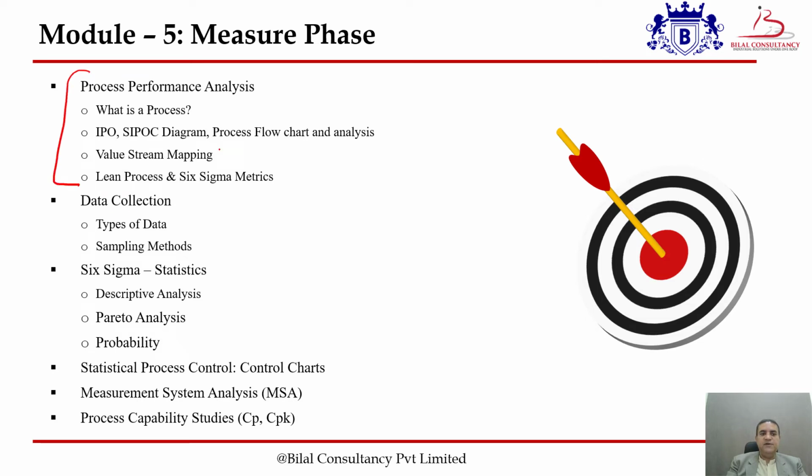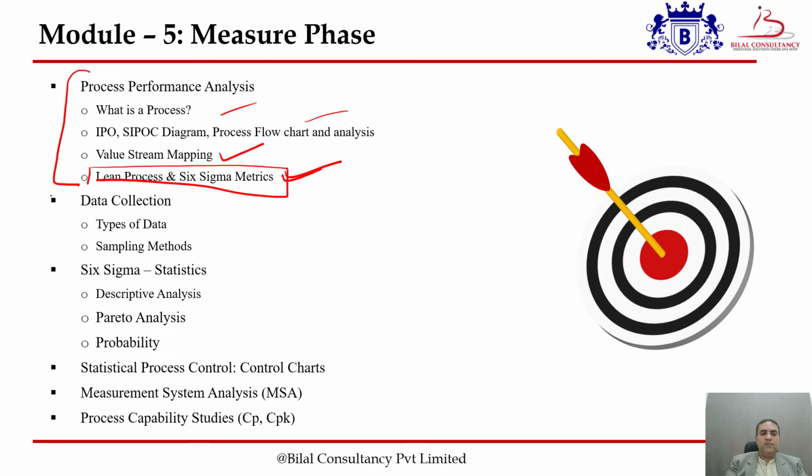in which we will discuss different types of tools which we can use to measure the process performance, as well as the value stream mapping, and then we will use lean process as well as Six Sigma metrics to quantify where we are standing right now, as I already discussed, such as the sigma level of our process, the cycle time of our process, the lead time, and so on. So using different types of metrics, we will try to quantify where we are standing right now.